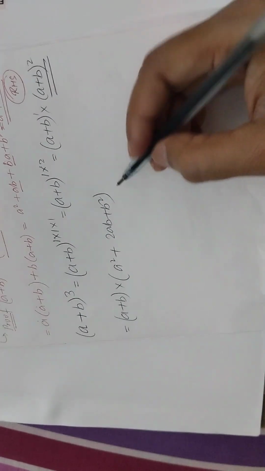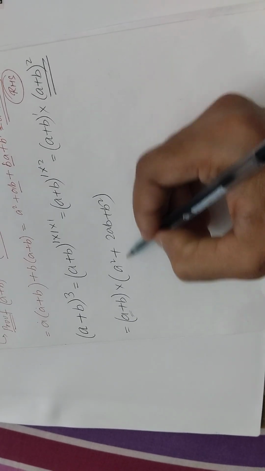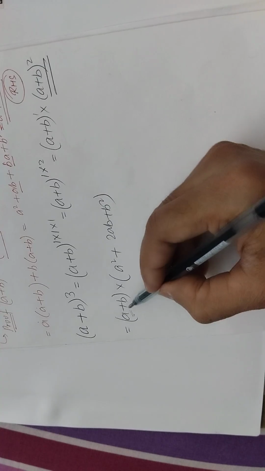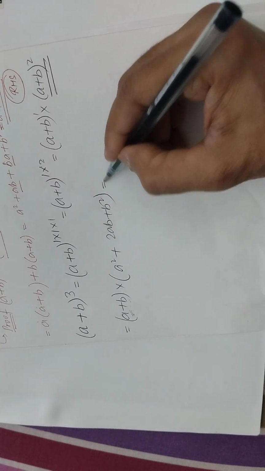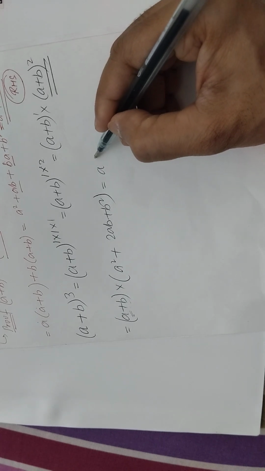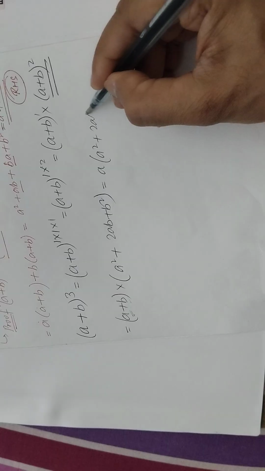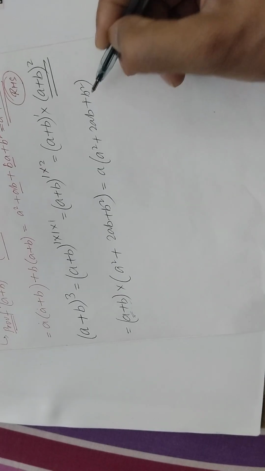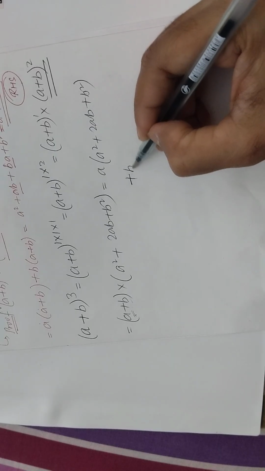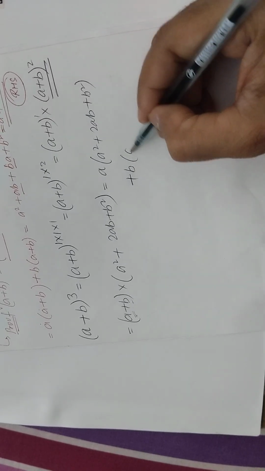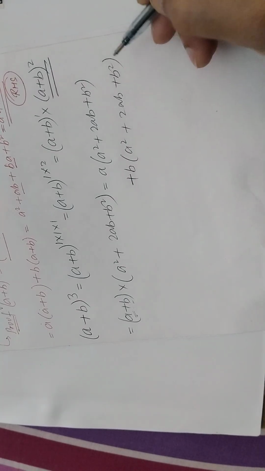Now this equation, we are going to expand it. First we multiply all the variables with a, then we put a plus sign, then we multiply all the variables with b, which is this way: a into a square plus twice ab plus b square, plus b into a square plus twice ab plus b square.